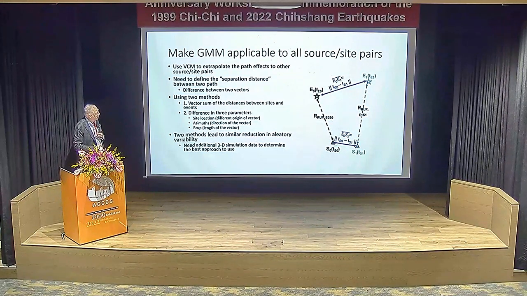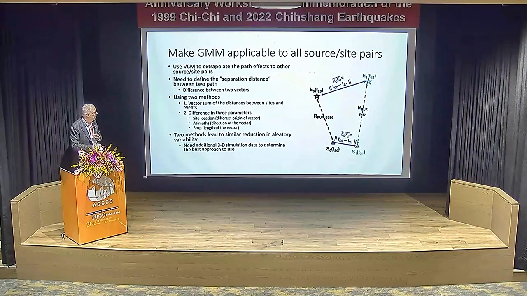The difficulty is we have 2 paths or 2 vectors, right? So here's one vector and that vector. How do you measure the difference between 2 vectors? It's not as simple as how far apart are my earthquakes or how far apart are my sites. We use one thing very simple: we just said, let's take the sum of the distances between the 2 ends of the vectors. That was a trivial way to do it.